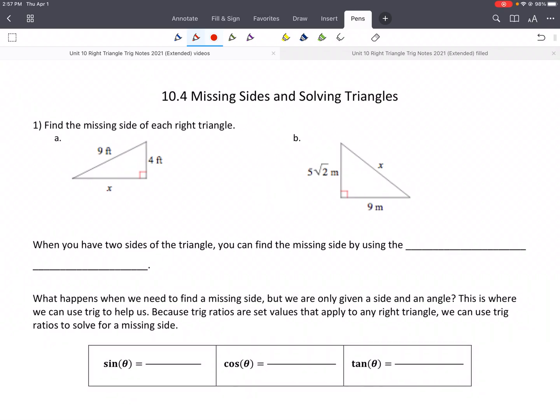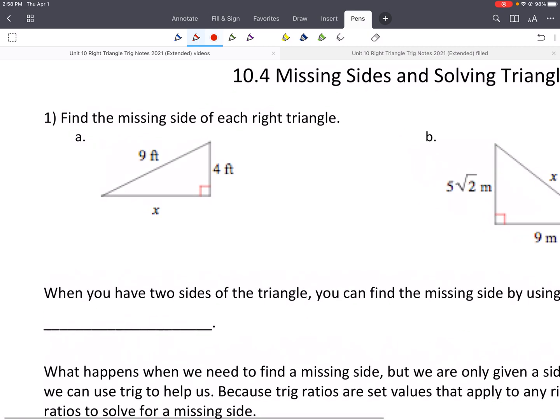Hey everybody, we're on 10.4, missing sides and solving triangles. So in our last lesson we talked about missing angles and we used inverse trig to find those angles. Today we're going to be talking about missing sides, and we kind of talked a little bit about missing sides when we did 10.2.